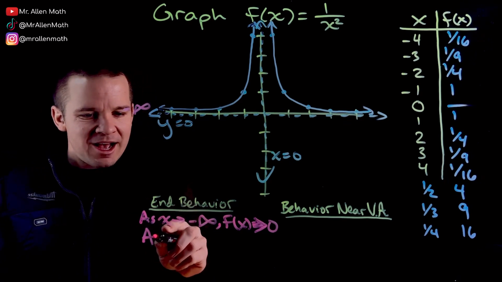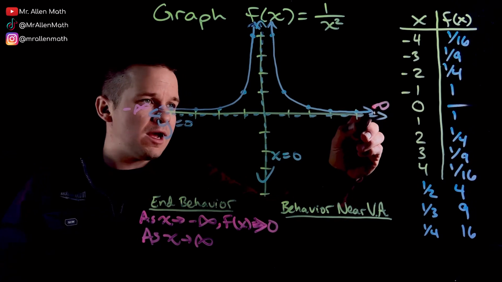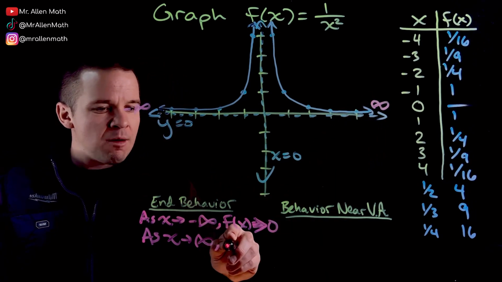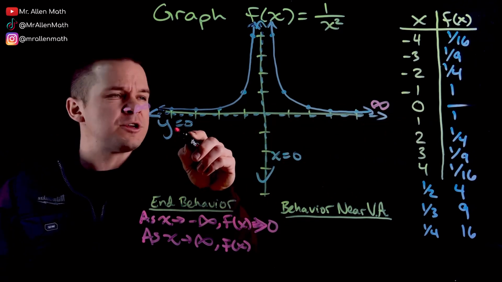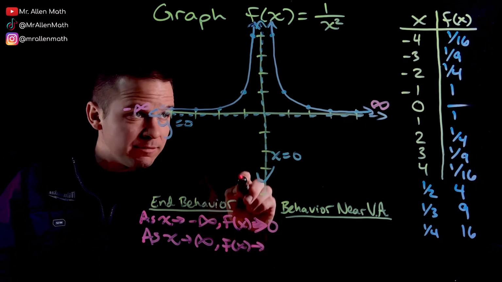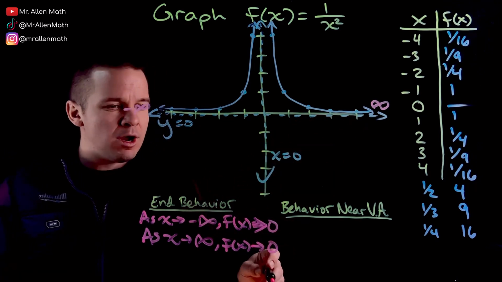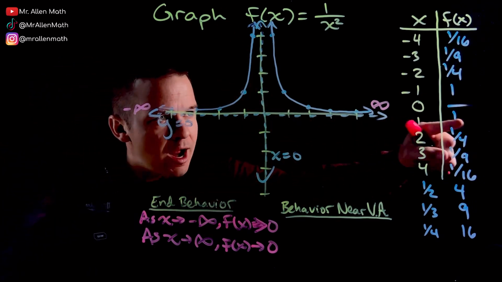Then as x approaches positive infinity over here, f of x is once again getting closer to the x-axis, closer to y equals 0. So my output, or my graph, is going to be approaching 0. So as we go to the left, it approaches 0. As we go to the right, it approaches 0.